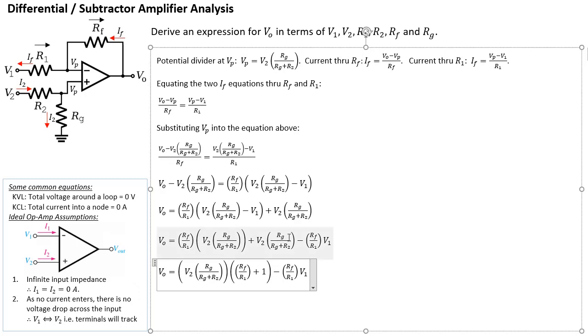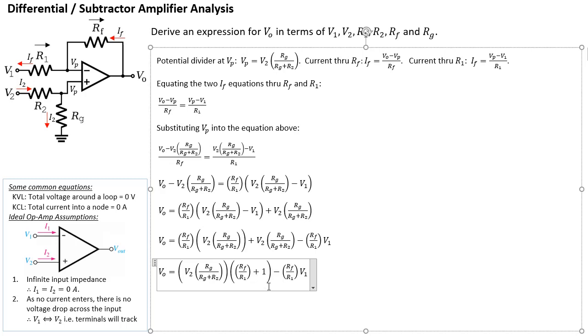So in other words, I'm taking this term here, V2 times RG over RG plus R2, out as a common term. Then what's left is RF over R1 plus 1, right? This whole thing just becomes 1, and then minus the thing at the back there. Okay, so this part looks kind of familiar. RF over R1 looks like the gain for an inverting amplifier, whereas 1 plus RF over R1 is the gain for a non-inverting amplifier. So I'm going to leave this like this.